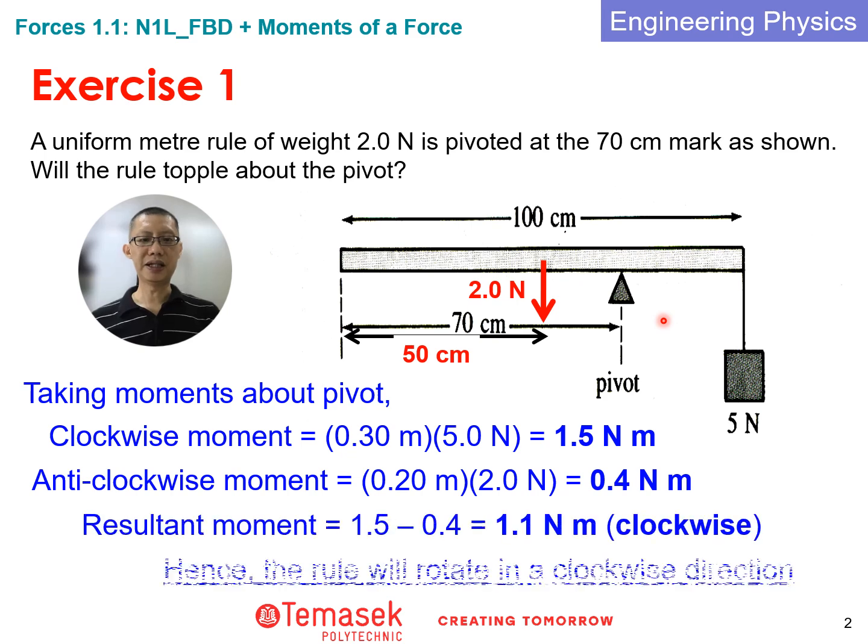Subtracting gives us the resultant moment of 1.5 Newton meter minus 0.4 Newton meter, which is equal to 1.1 Newton meter clockwise. Since there is a resultant moment, the rule will rotate clockwise about the pivot.